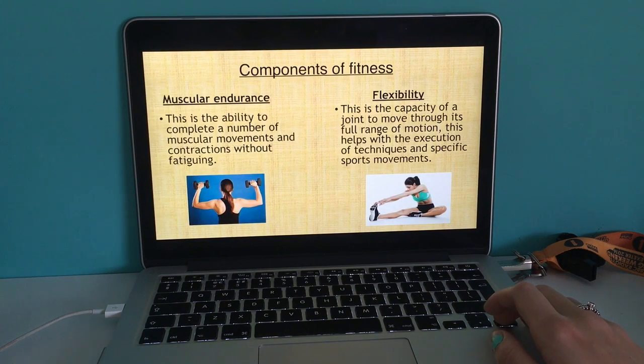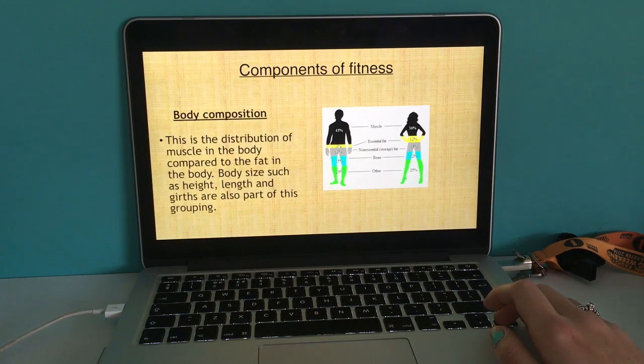Muscular endurance. This is the ability to complete a number of contractions against a certain weight. Flexibility, the capacity of the joints to move in a full range of motion. An example of this is a trampolinist. Body composition. This is the distribution of muscle in the body compared to fat levels.